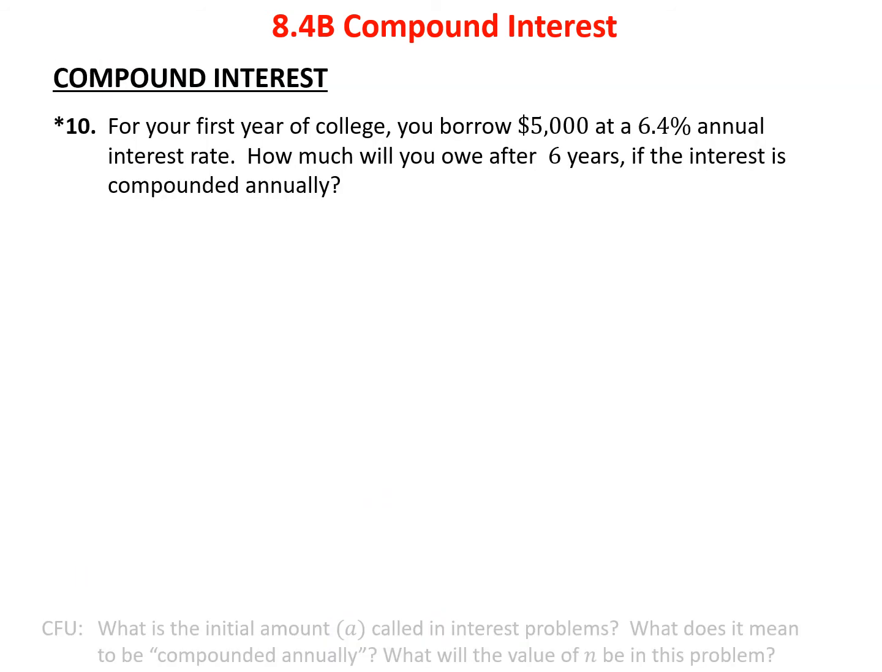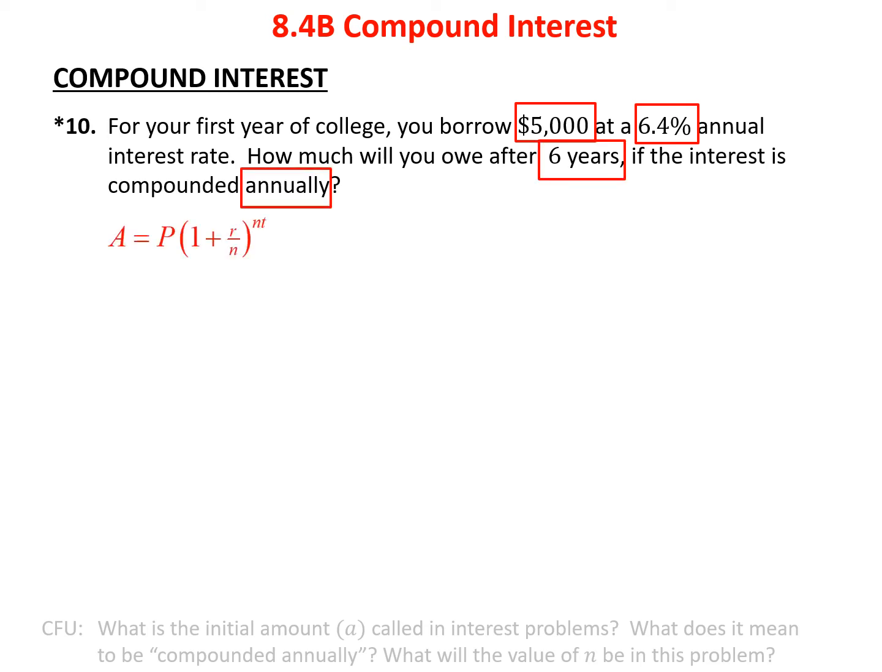So let's look at another example. And this time, instead of investing, you're borrowing money. For your first year of college, you borrow $5,000 at a 6.4% annual interest rate. How much will you owe after 6 years if the interest is compounded annually? Now, the fact that it's annually is going to make this a lot easier problem. So $5,000, 6.4% interest, 6 years, but annually.